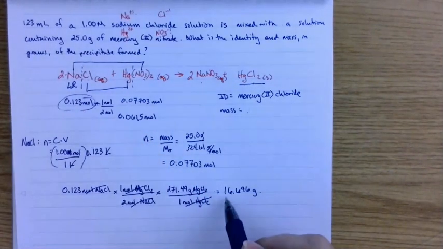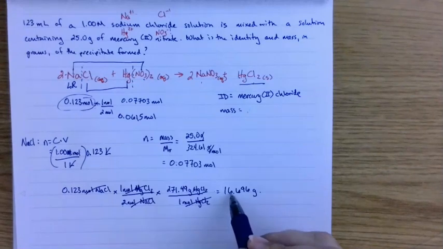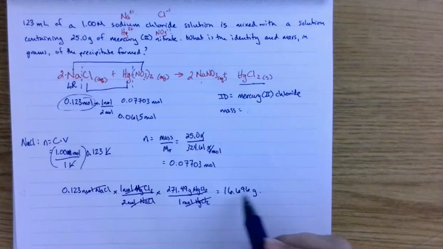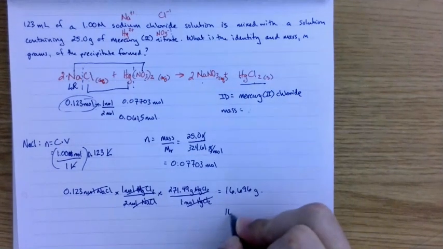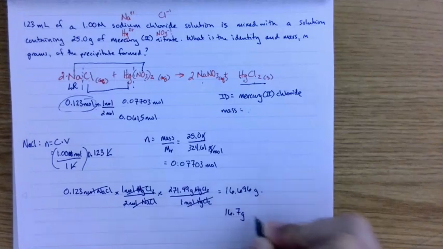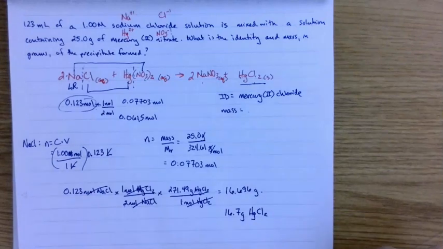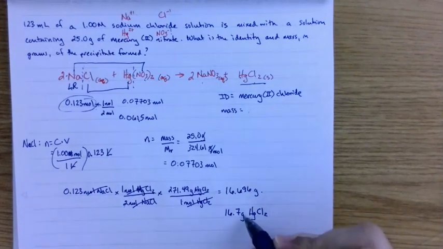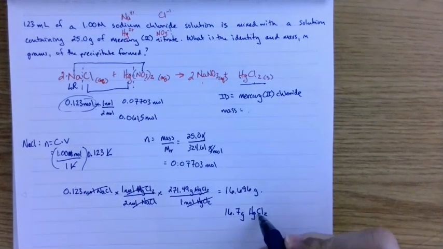So I start counting from the left, ignoring any zeros to the left of this first non-zero digit. And I count 1, 2, 3. The 6 here, the tenths place, is where I need to round my answer to. And the 9 after the 6 rounds this to 16.7 grams of mercury 2 chloride. All right? Always units, species, and significant figures in your final answer.